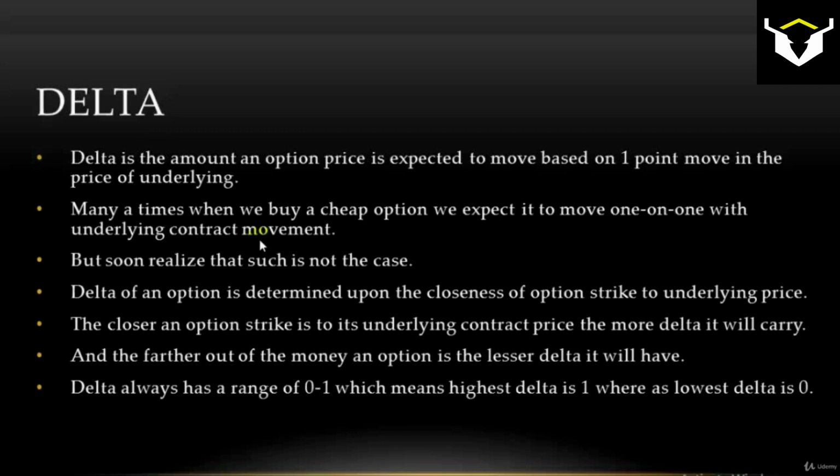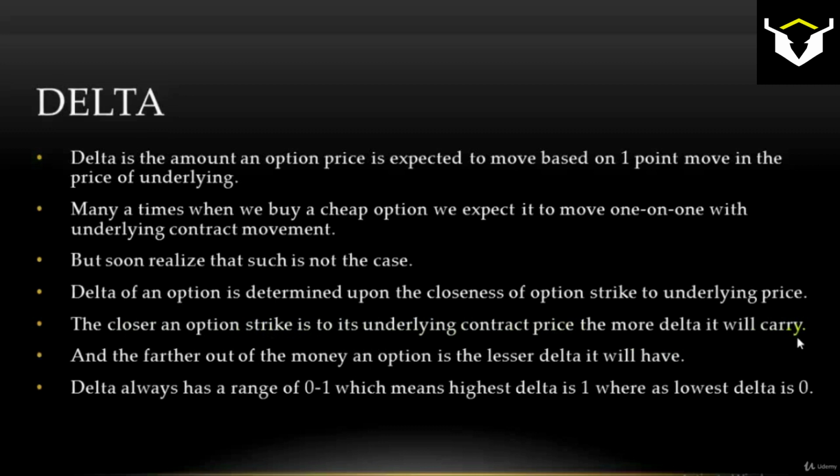How much they will move depends on their delta. Many a times we buy a cheap option, we expect it to move one on one with the underlying contract, but soon realize that such is not the case. Delta of an option is determined by the closeness of the option strike to the underlying price. The closer an option strike is to its underlying contract price, the more delta it will carry.